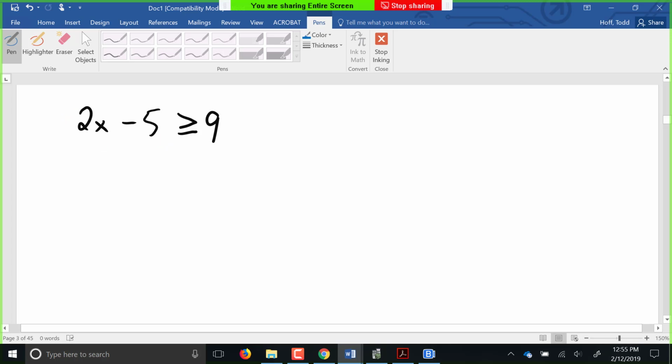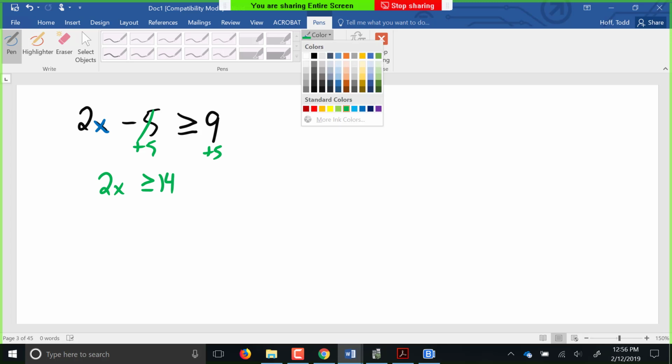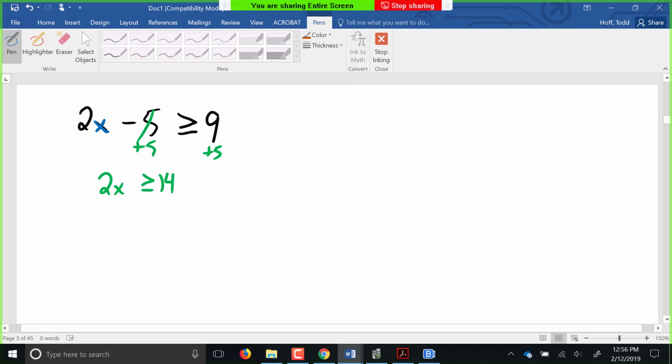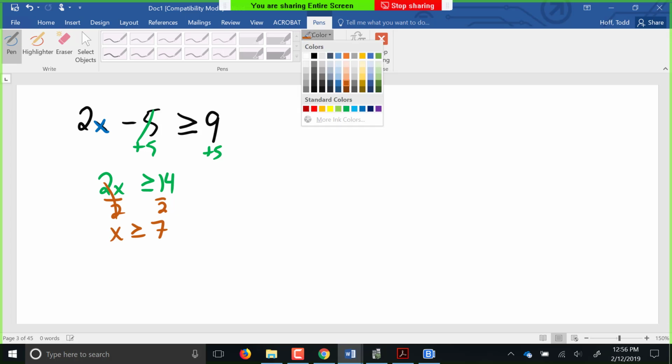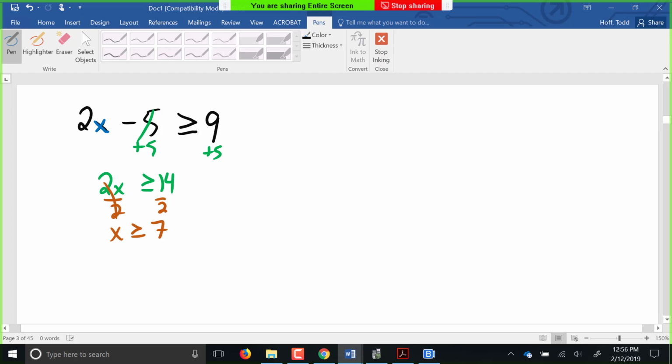So to solve that, to figure out what values x could be, we treat it just like an equation. We're going to get x by itself. What's our first step to get x by itself? Add the 5. 2x is greater than or equal to 14. What else did we do then? Divide by 2. Perfect. Divide by 2, x is greater than or equal to 7. And as long as we don't do anything we shouldn't, that inequality symbol right there stays the same. It doesn't move.